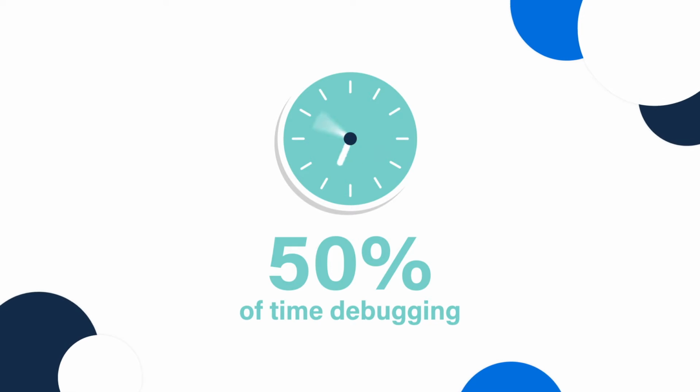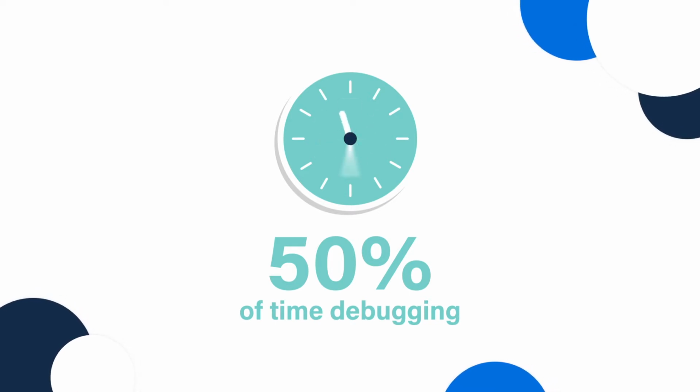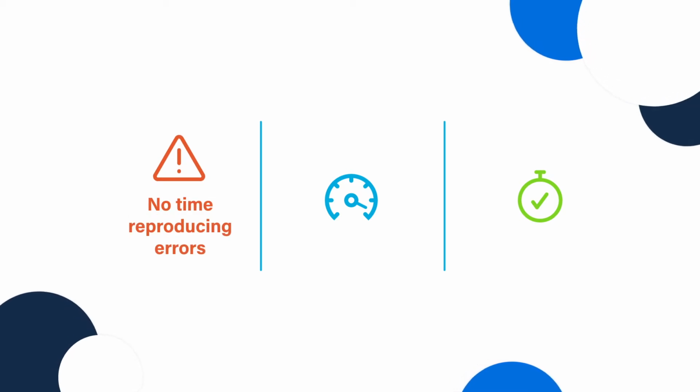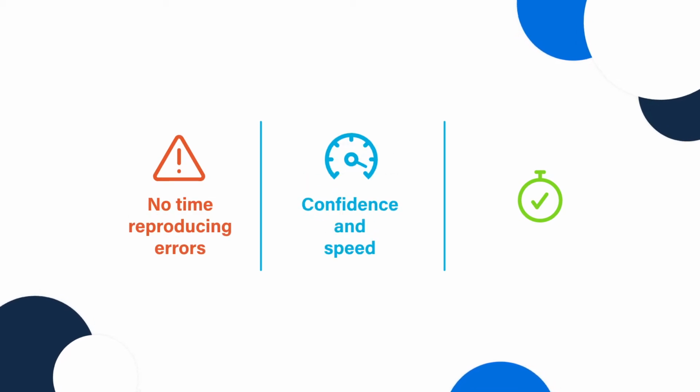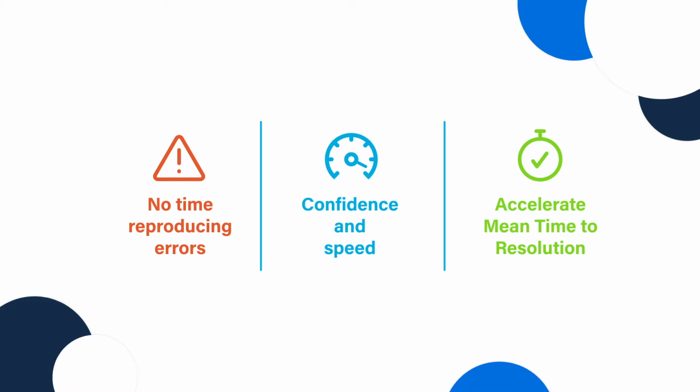Huge amounts of time can be spent just trying to reproduce the bugs. LiveRecorder delivers a systematic and repeatable workflow in test and production that gives developers a recording of the failure, so no time needs to be spent on reproducing the error. Confidence and certainty that they'll find the problem quickly, and an accelerated pathway to reducing mean time to resolution.